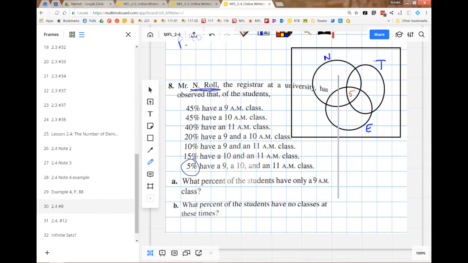Okay? Next. Okay. 15% have a 10 and 11. So you need to look in the picture. Where do T and E intersect? Right below 5. Well, not right below it, but kind of to the right of it. Well, actually they intersect including the 5, right? Okay. Yeah. So that red part that I've crudely outlined there has to total 15. Mm-hmm. So we have to put a 10 in there, right?